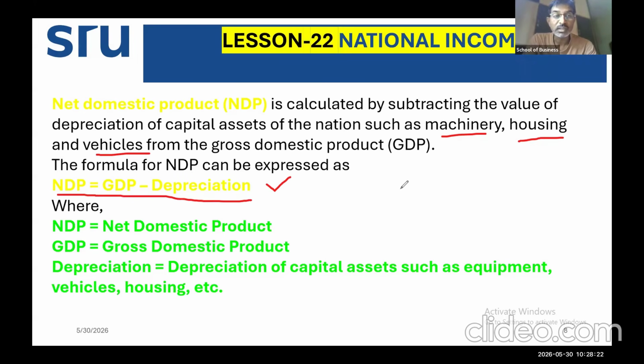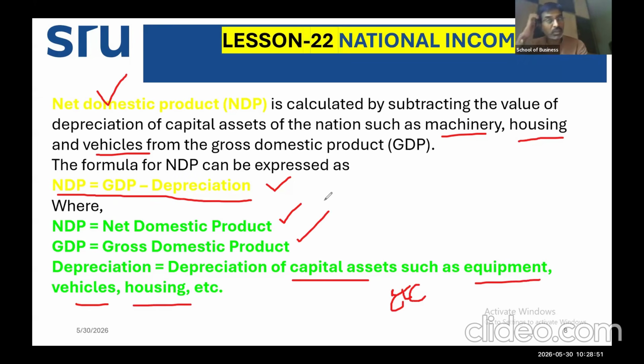So please remember, friends, NDP is equal to net domestic product, GDP is equal to gross domestic product, and depreciation is equal to depreciation of capital assets. What you are depreciating means capital assets like equipment, vehicles, housing, machinery, etc. So if we do the depreciation, we are going to get the net domestic product. That is what the NDP is all about.